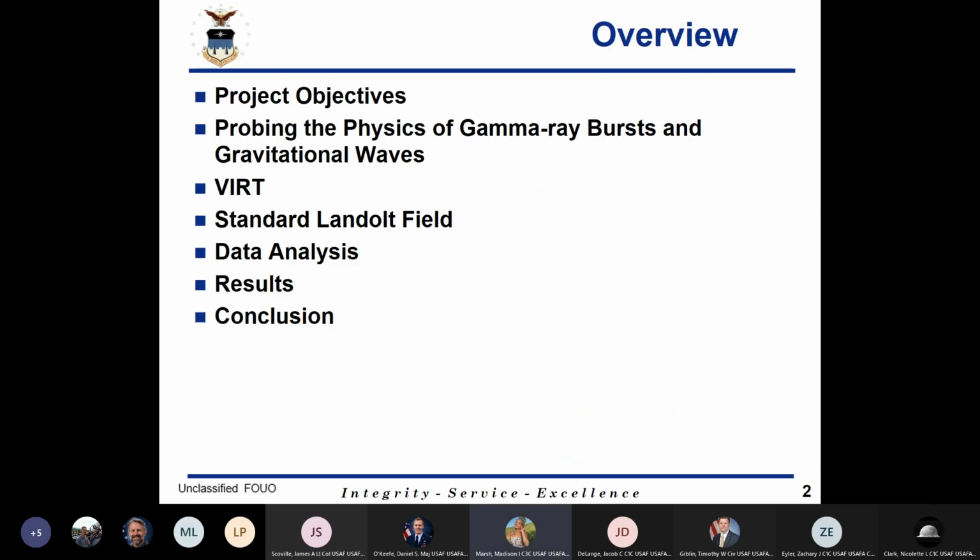For the overview, I'm going to go over the project objectives and then talk about the probing of gamma ray bursts and gravitational waves and potential progenitors. Then I'm going to talk about the actual characteristics of the Virgin Islands Robotic Telescope that we did this study on. Then I'll talk about the standard Landolt field we used, some data analysis, results, and then of course the conclusion.